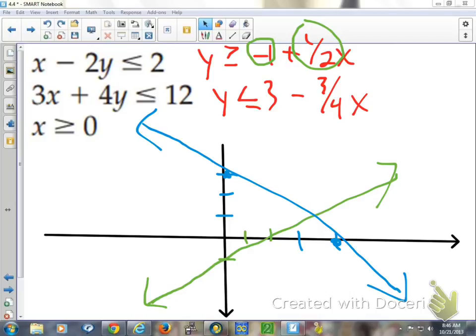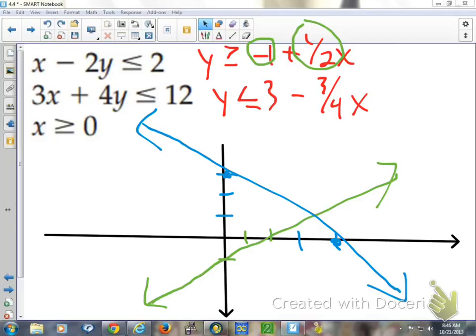Now, which one is the x? Well, if I said x is less than 1, here's x is 1. If I said x was less than 1, there's 1, right? You go straight up and down for x. Yeah, so straight up and down.